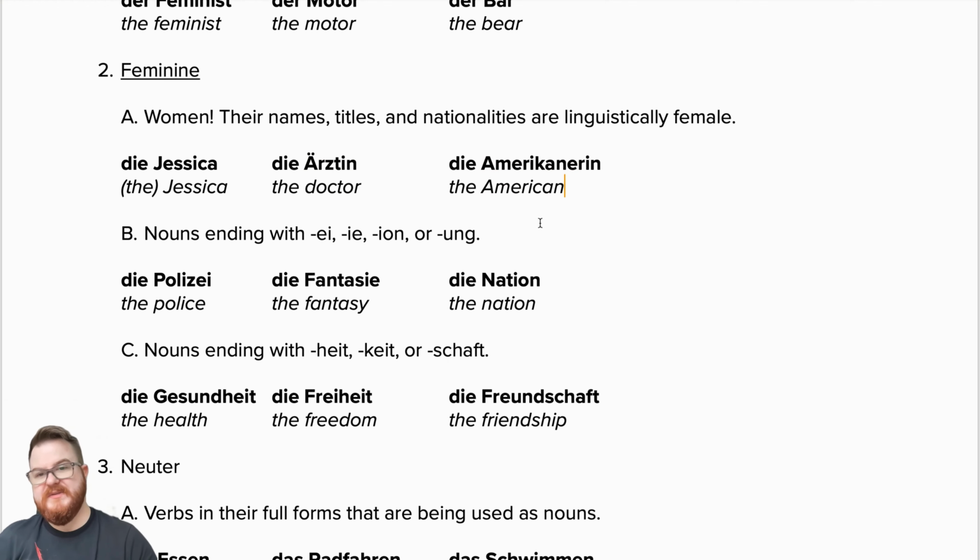Okay. Nouns that end in -ei, -ie, -ion, or -ung are feminine. So, for example, die Polizei, the police, it ends in -ei, feminine. Die Fantasie ends in -ie, it's feminine. Die Nation, the nation, ends in -ion. And also we don't have an example here for -ung. Can I think of one off the top of my head? I believe I can. Die Ahnung.